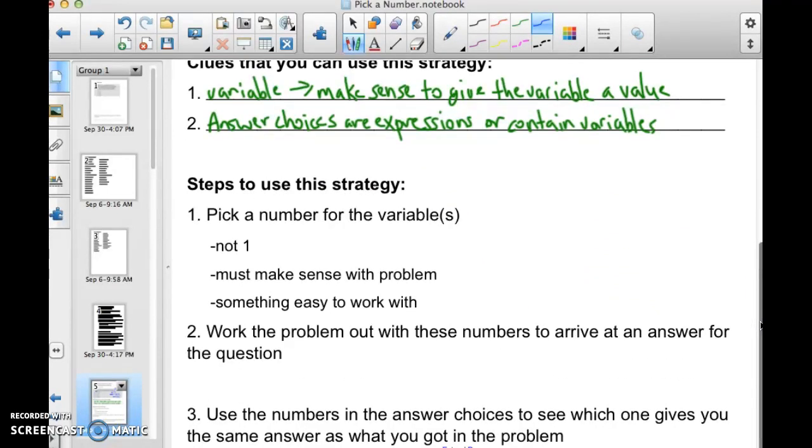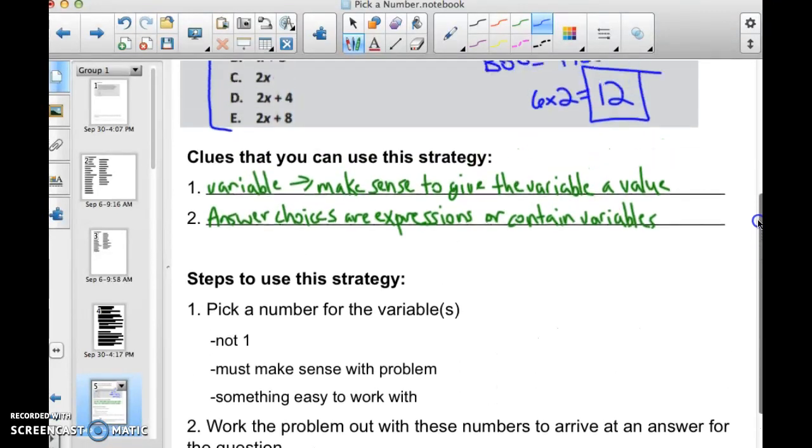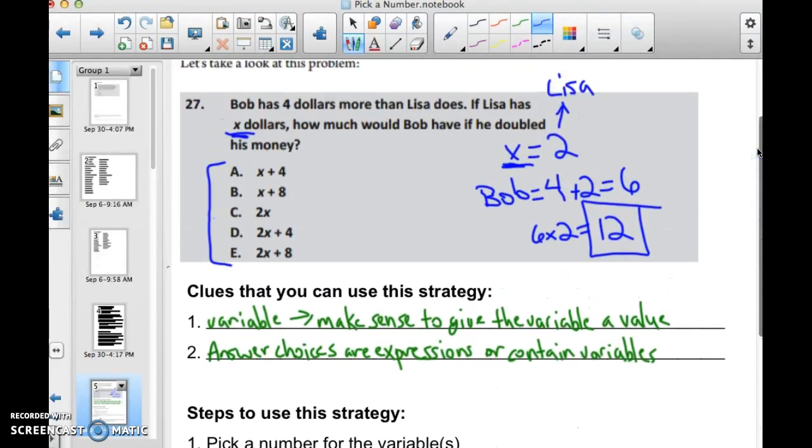Step 3 says to use the numbers in the answer choices. So you use the same number that I made up. So in this case, I'm going to use x equals 2. I'm going to plug in 2 for all the answer choices to see which one matches the answer I got in my problem. So what that means then, there's no rhyme or reason to this. I have to just try them all. I'm looking for an answer of 12 if I plug in 2 for all these x's in A through E. Whatever one gives me 12 is my answer to this problem.